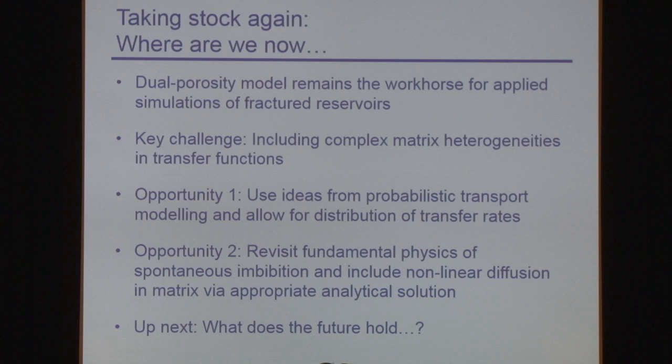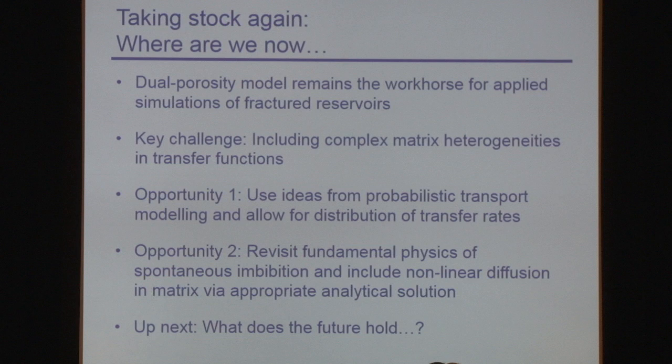So where we are now is, again, we're still working with the dual porosity model. Another key challenge is that we need to include very complex matrix heterogeneities in our transfer functions. Matrix heterogeneities could be variations in wettability, matrix permeability, block sizes, distributions of water saturation, or more generally saturations in the rock matrix. Opportunity one is, again, we go back to our friends from groundwater hydrology and use some ideas about probabilistic transport modeling, to allow for a distribution of transfer rates in a dual porosity model.